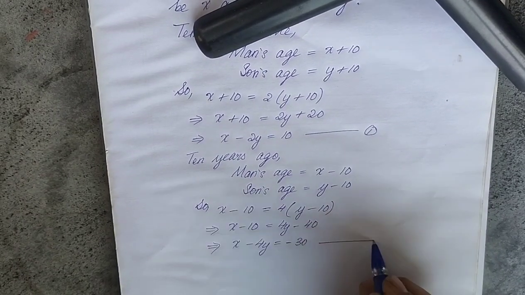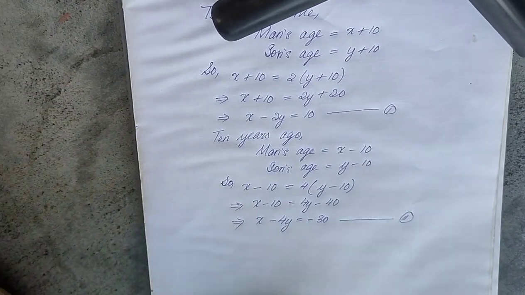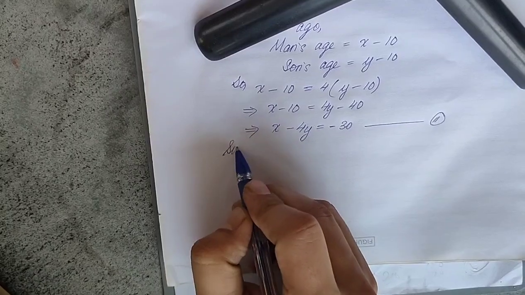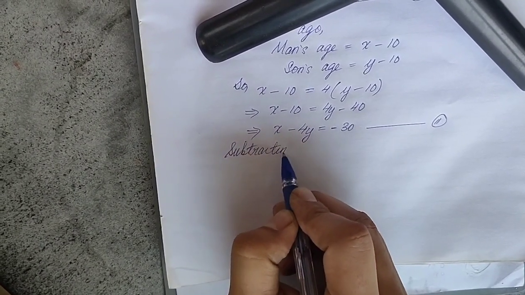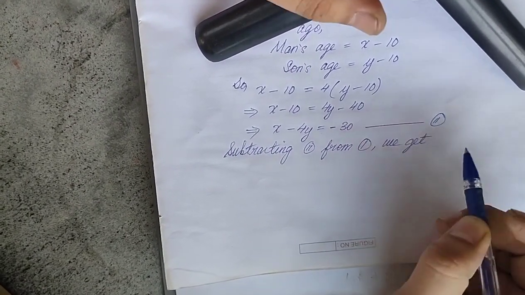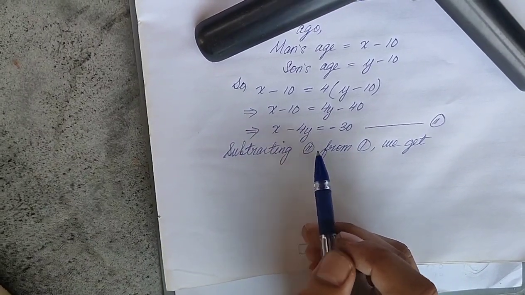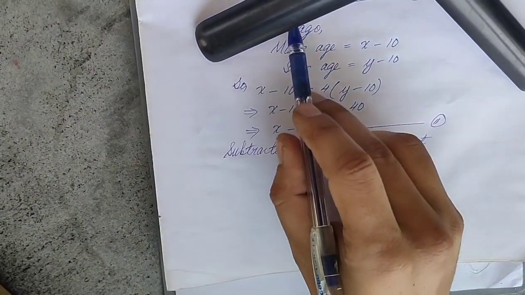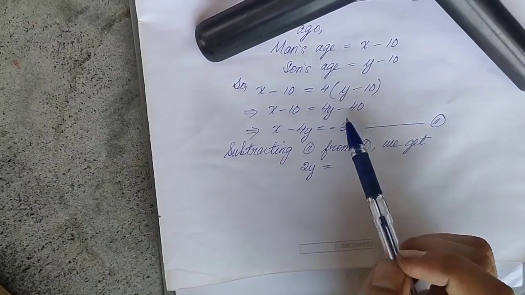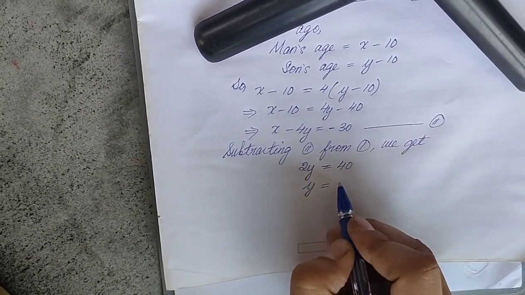Subtracting equation 2 from equation 1, we get x minus x cancels, minus 2y plus 4y is plus 2y, equal to 10 plus 30, which is 40. Dividing by 2, y is equal to 20.